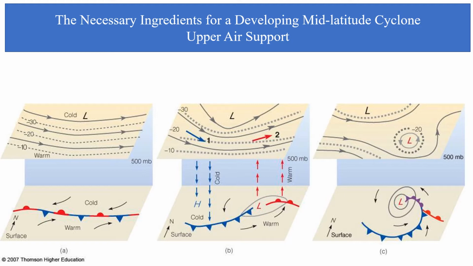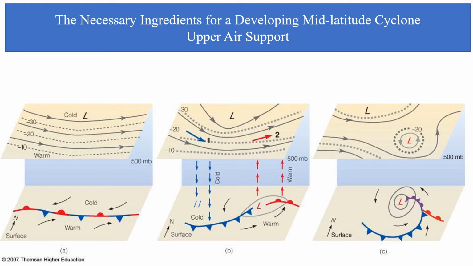And in C, as the surface storm moves northeastward, it occluded, and without upper level divergence air to compensate for the surface convergence air, the cyclonic storm is dying out.